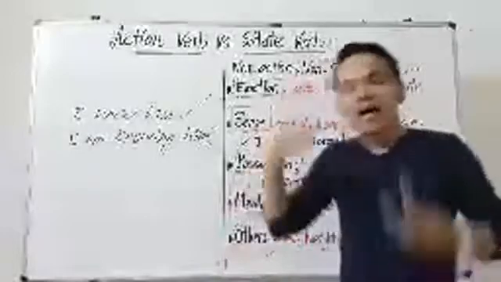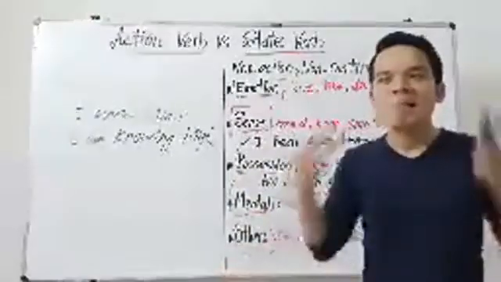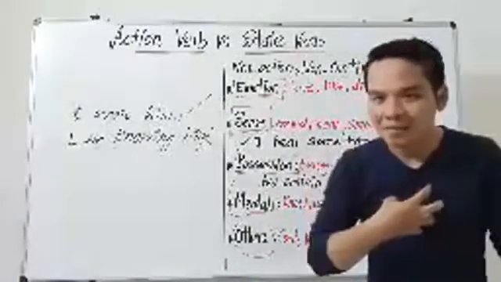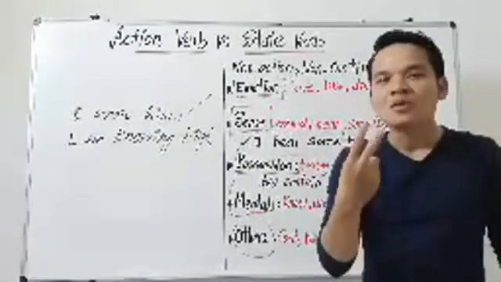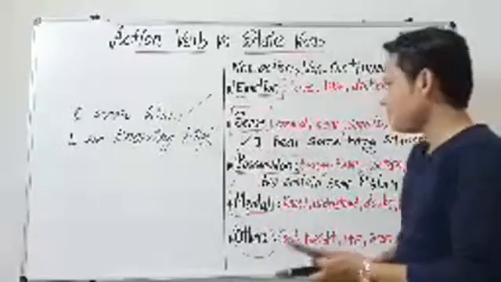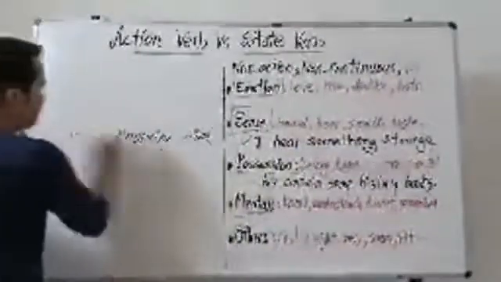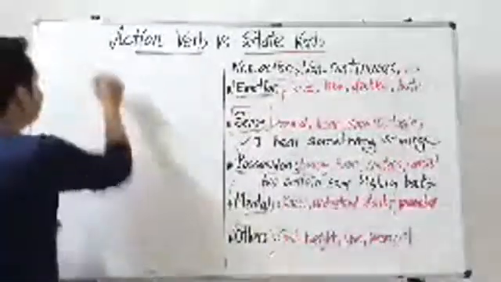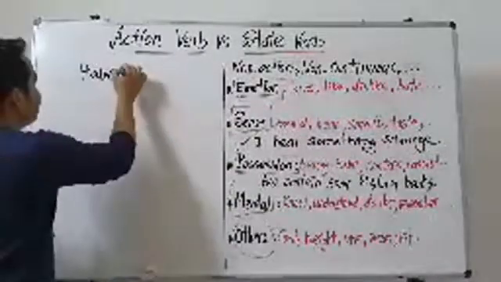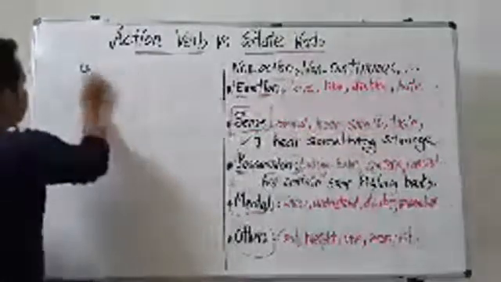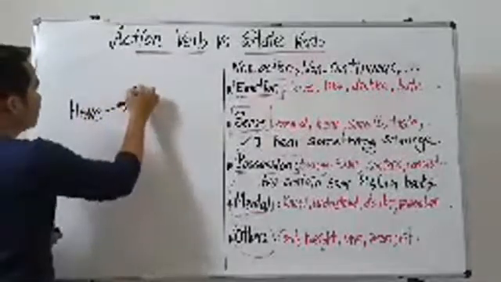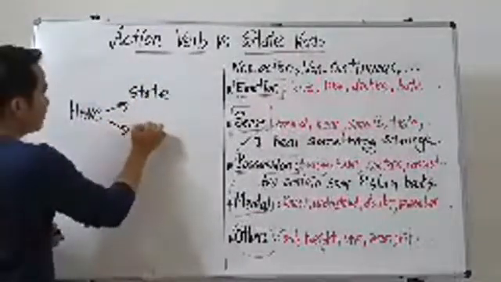However, we have some verbs that can be used as both stative verbs and action verbs. Even though we see some verbs as stative verbs, those verbs can also be action verbs. I will take 1, 2, or 3 examples, like have. Have can be stative and can be action.